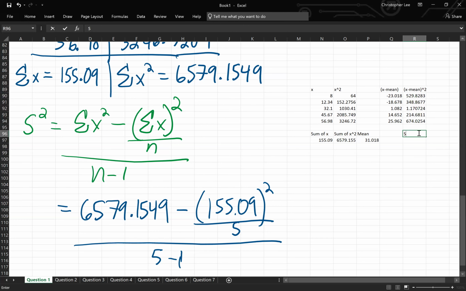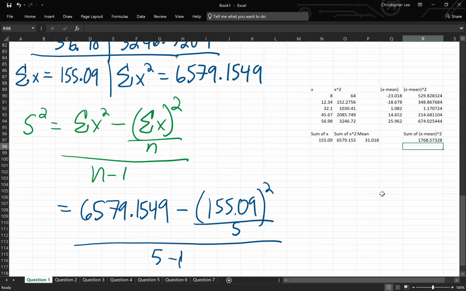So the sum of x minus the mean squared, let me do that again. The sum of x minus the mean squared. Let's take a look at that. So the numerator of what you're dividing should be 1768.57328, right? That's what the numerator should be.